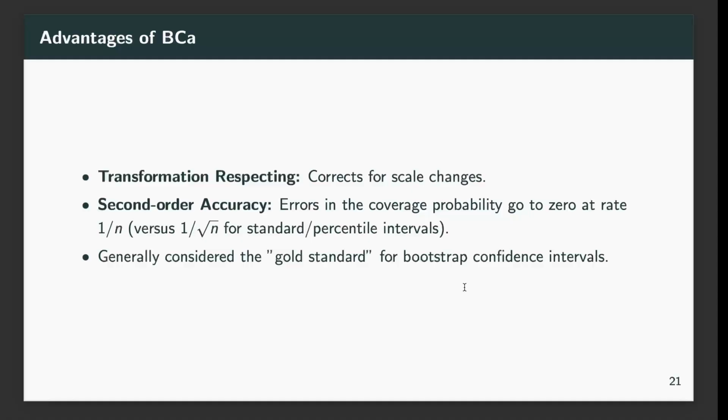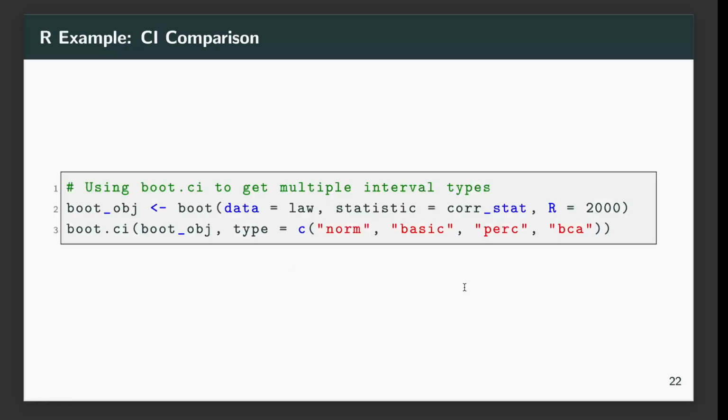The BCA interval can be obtained by using the function boot.ci in R. I think later we are going to use boot.ci. For boot.ci, you can have all 4 options: normal, basic, percentile, and also the BCA, and then you can compare. So here is the CI comparison. I think you should really run these 2 lines and see how the confidence intervals derived from the 4 methods are presented.